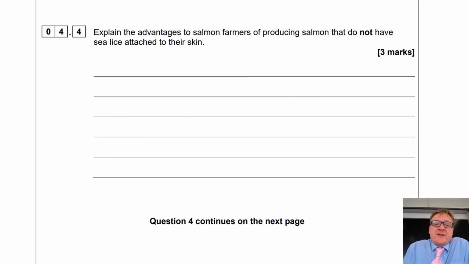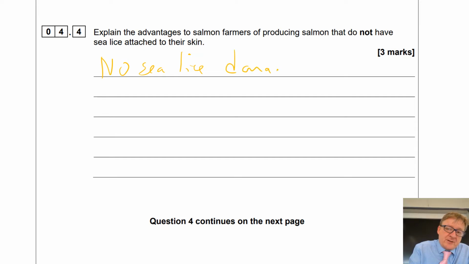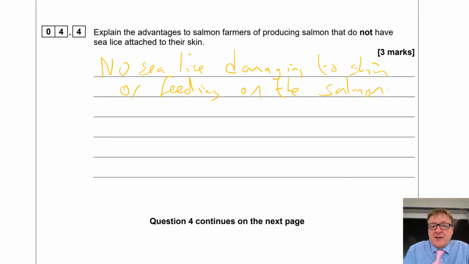4.4. Explain the advantages to salmon farmers of producing salmon that do not have sea lice attached to their skin. I can tell you what, if I knew that the sea lice were all over salmon, then you would seriously think about whether you're going to have them or not. Okay, so no sea lice damaging the skin or feeding on the salmon. Again, if you saw a salmon with big chunks taken out of it, if that's what the sea lice do, you wouldn't be as happy about buying it.